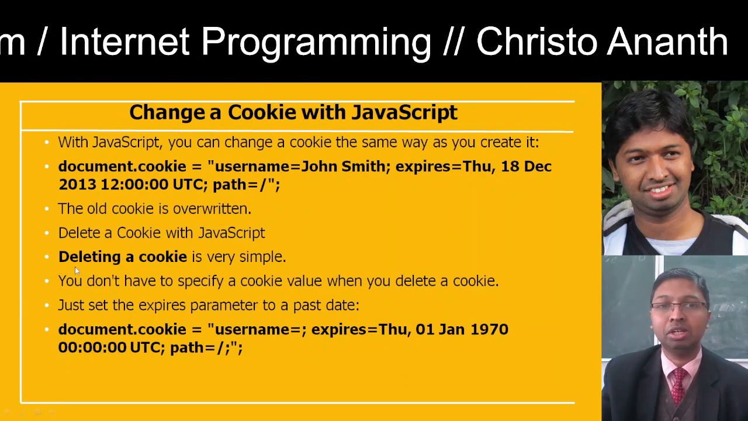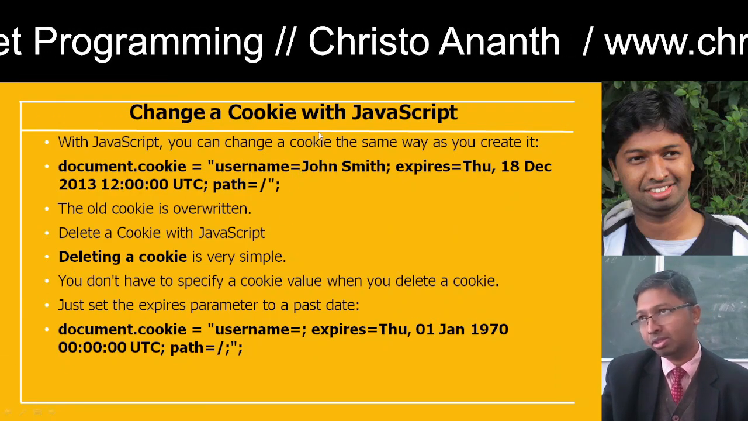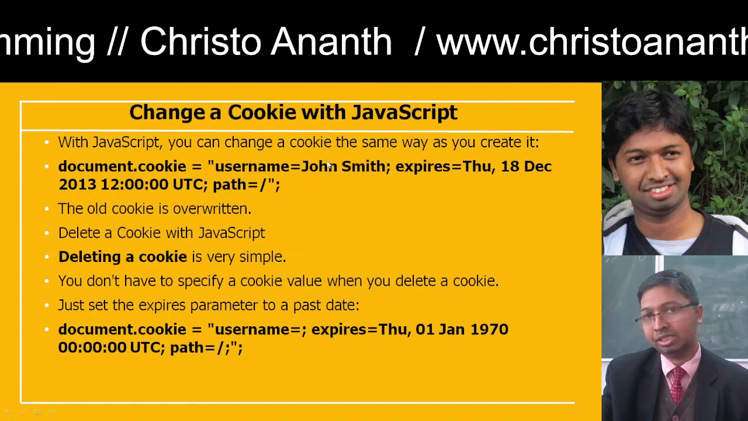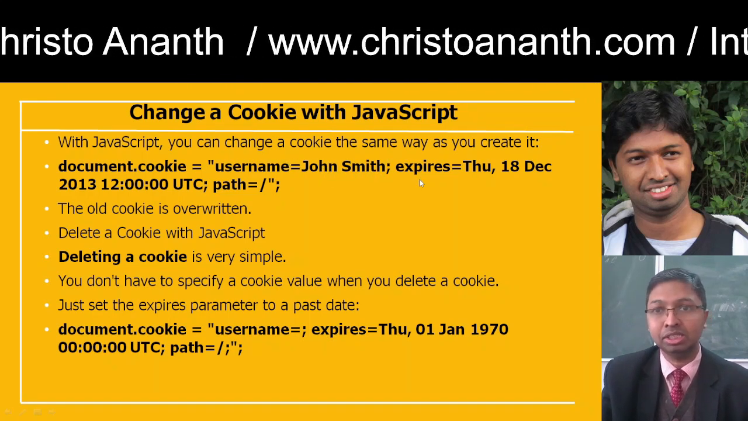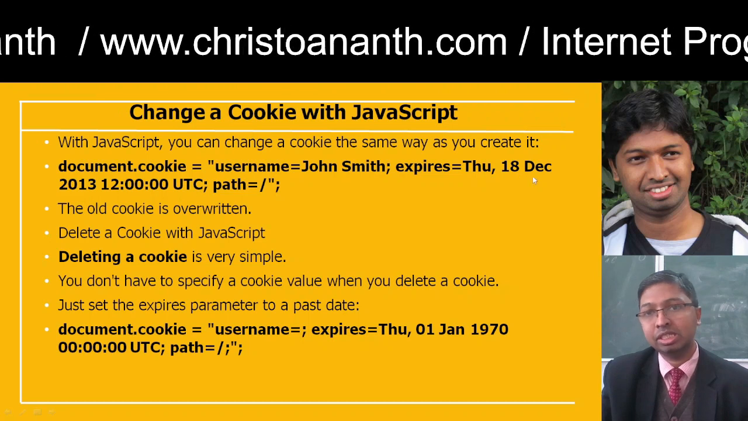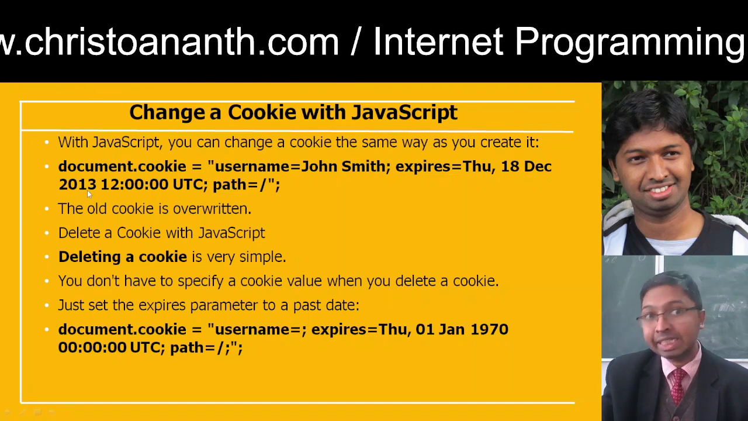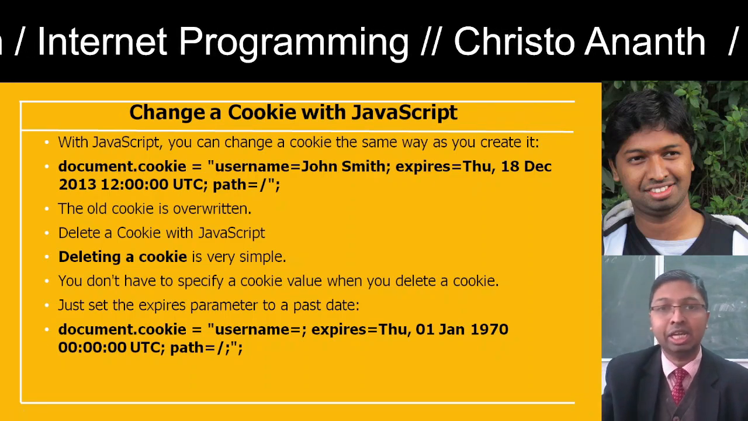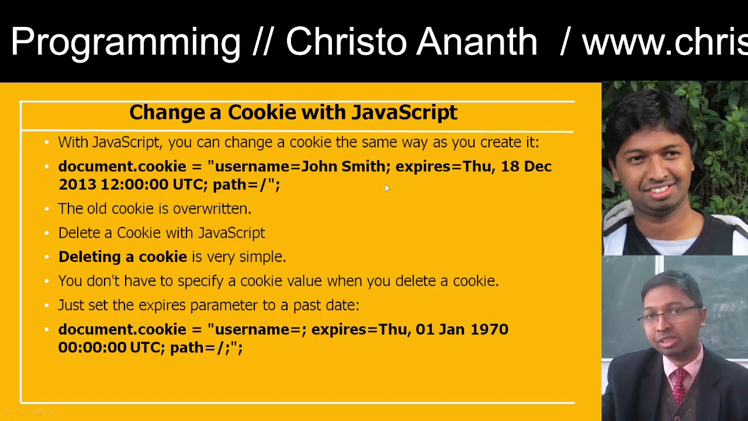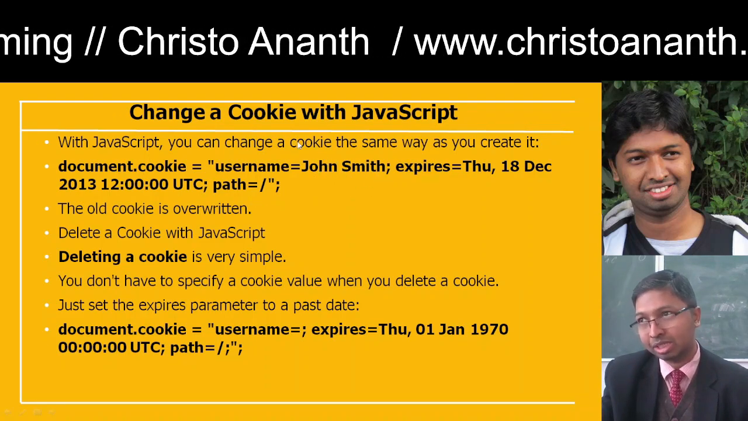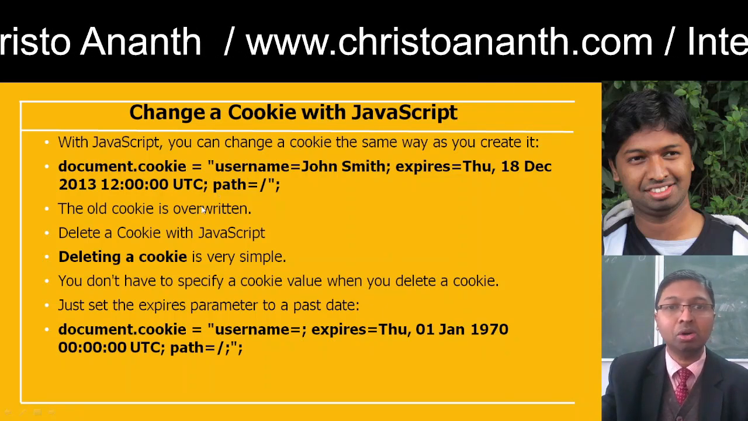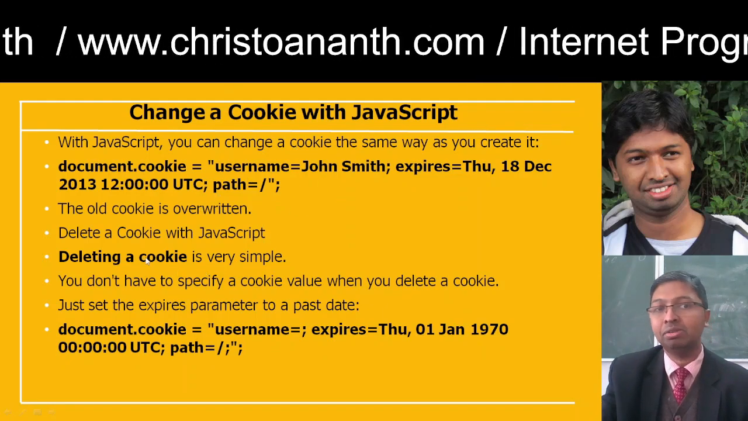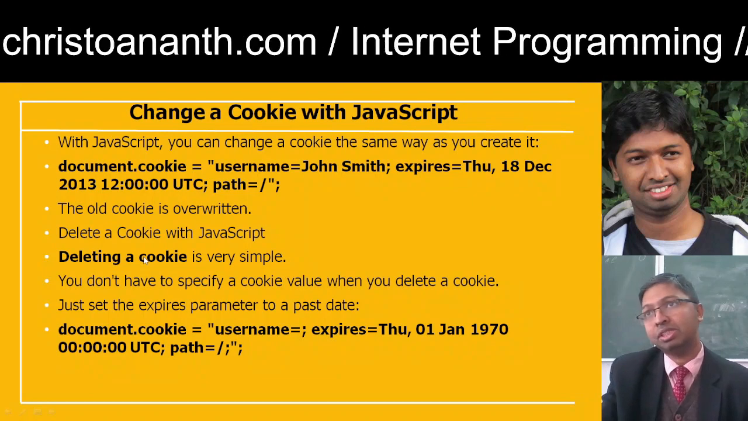So document.cookie is equal to username, you specify the name, that's the name you are going to change, expires Thursday 18 December 2013, and you can specify the time even. So here, if you can see, the username is changed. The old cookie is overwritten.